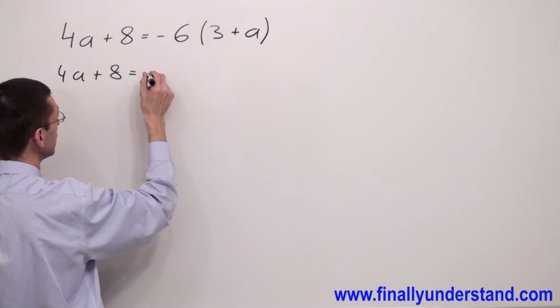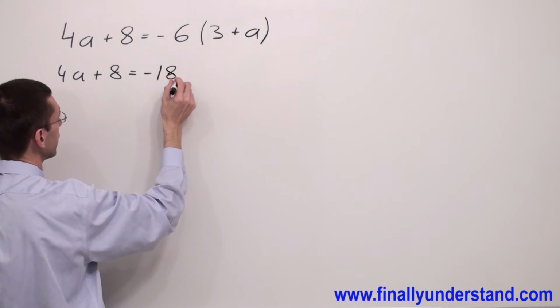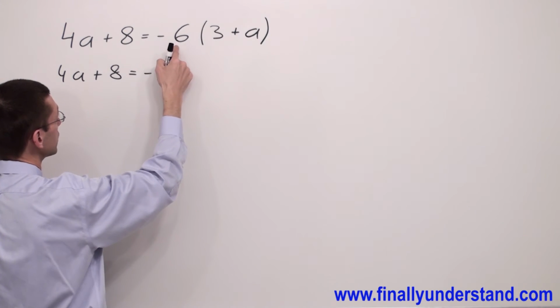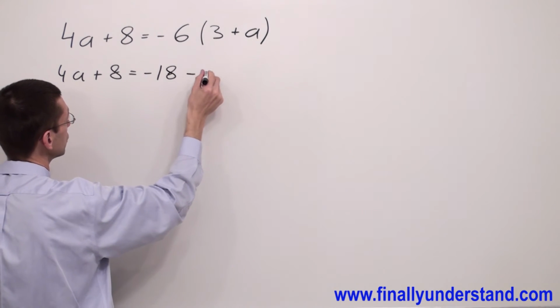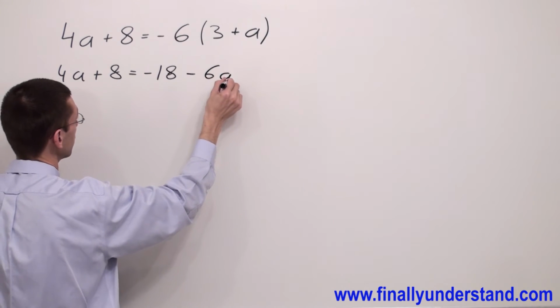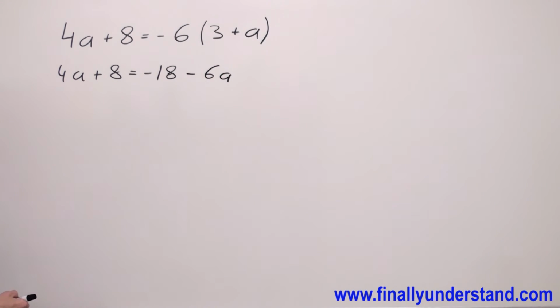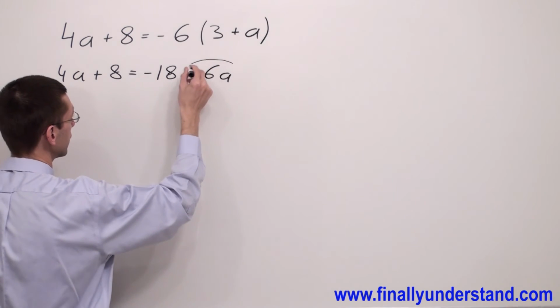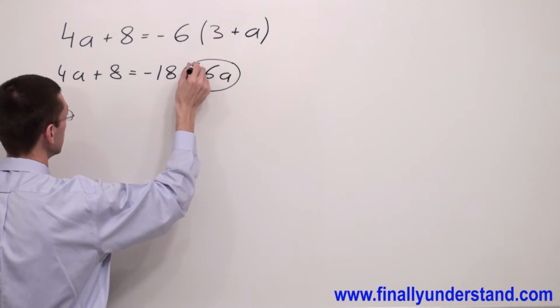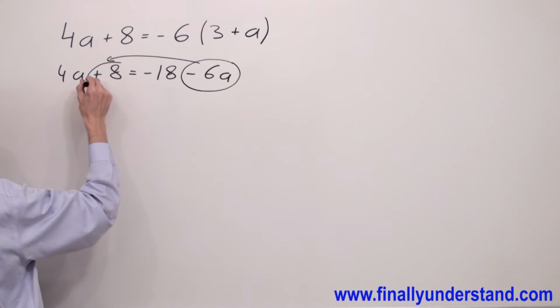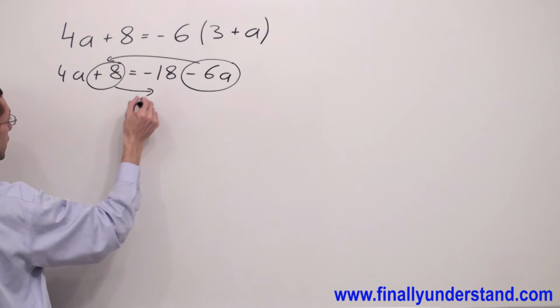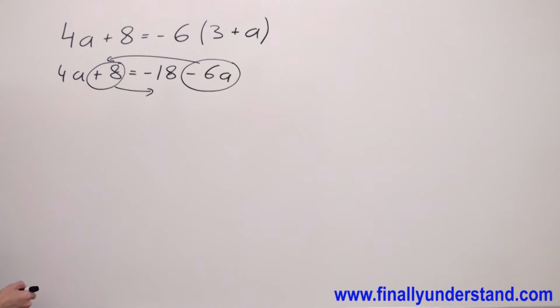I have minus 6 times 3 is negative 18. Minus 6 times positive a is minus 6a. Next, I have to combine the like terms by moving this negative 6a to the left side of the equation and positive 8 to the right side of the equal sign.